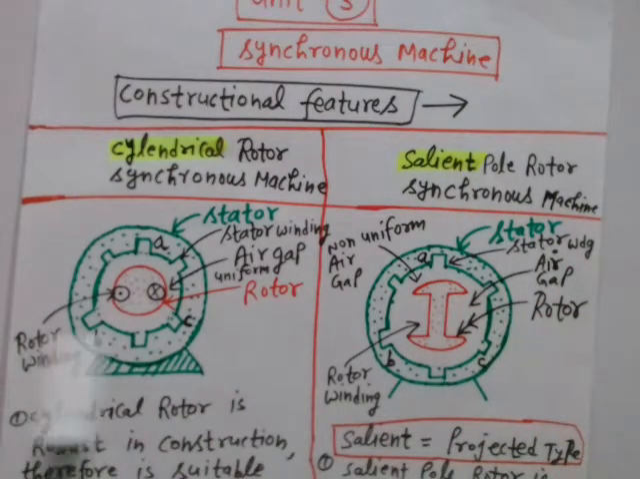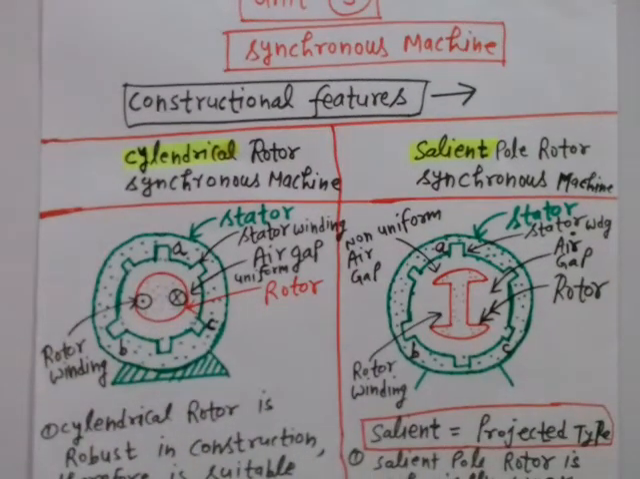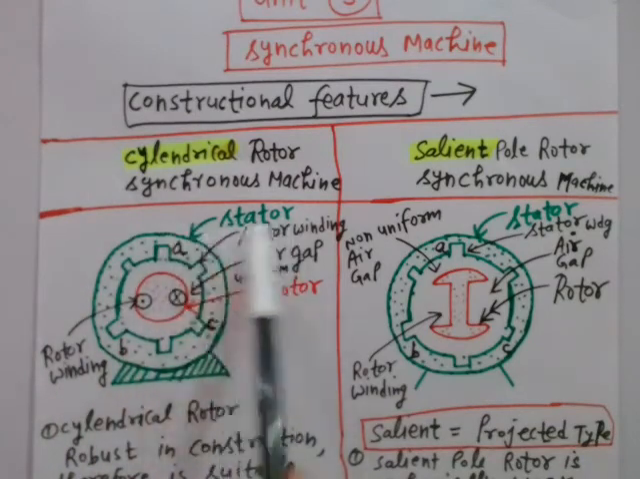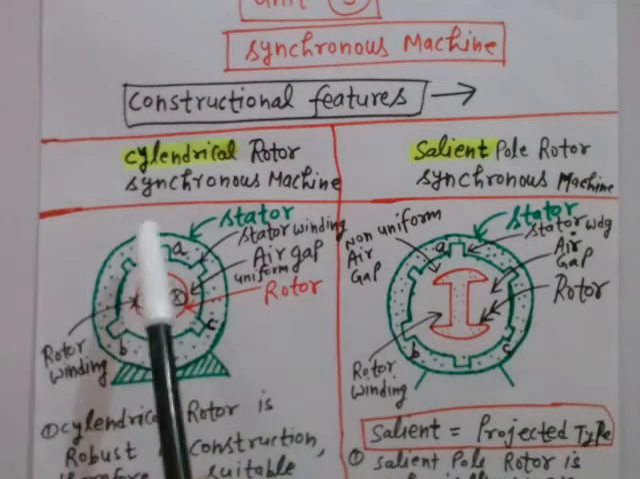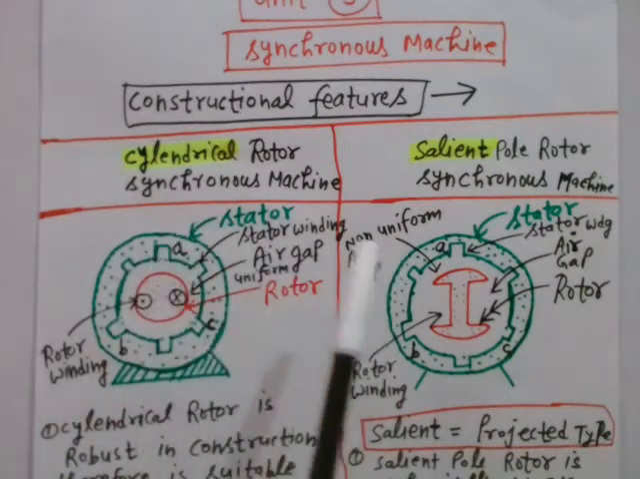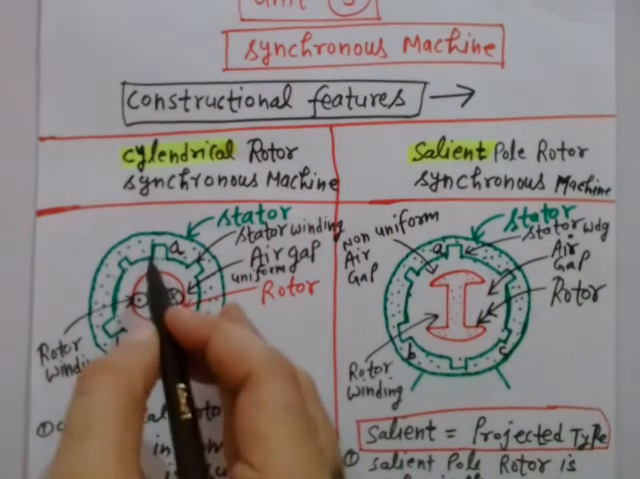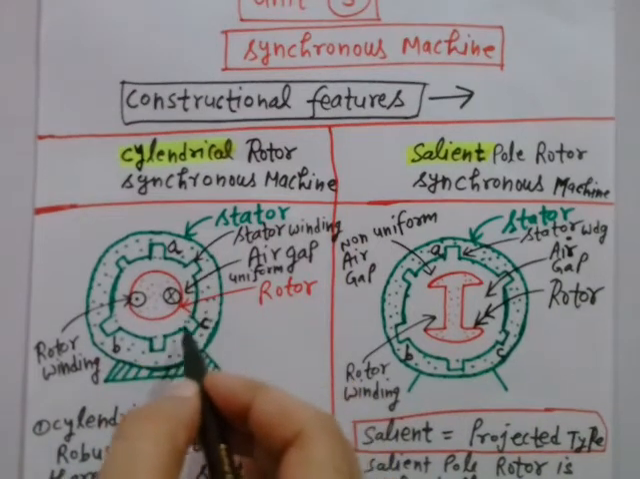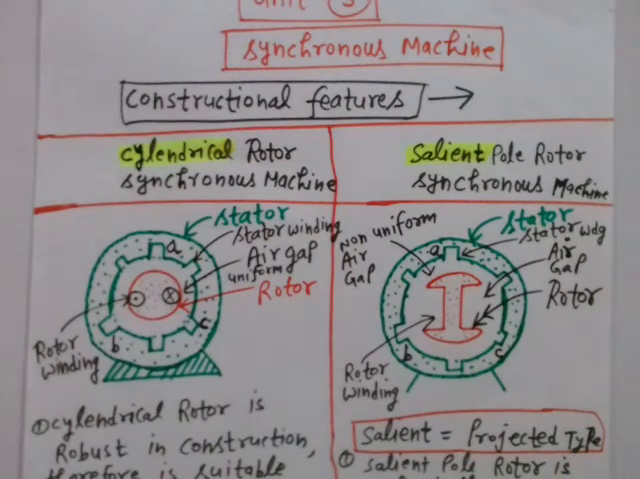Now see here, this outer body that I have drawn with green color is basically the stator. It is made with cast steel. It is a solid structure. Now this red circle is the rotor. These are the slots that you are seeing, which are cut in the periphery of the stator. In these slots, stator windings are housed.